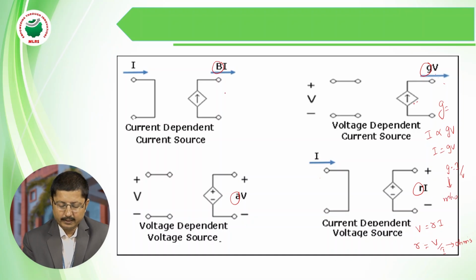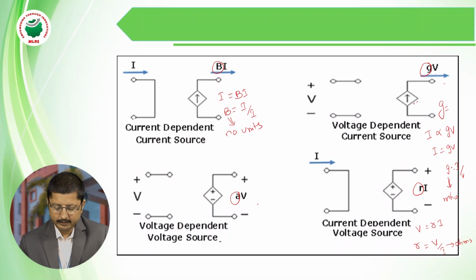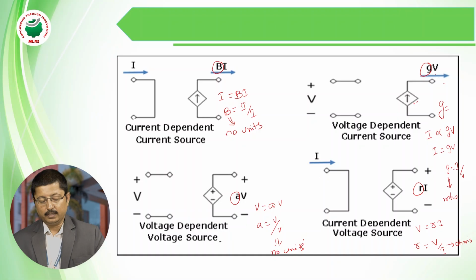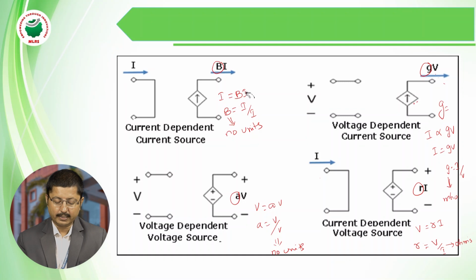For this, the current source is equal to B into I. If you take the ratio, B is equal to I by I, so there are no units for B. Similarly, the voltage source is equal to A into V, so A is nothing but V by V, and here also we get no units. While solving problems on dependent and independent sources, we will see more related concepts while discussing the problems.